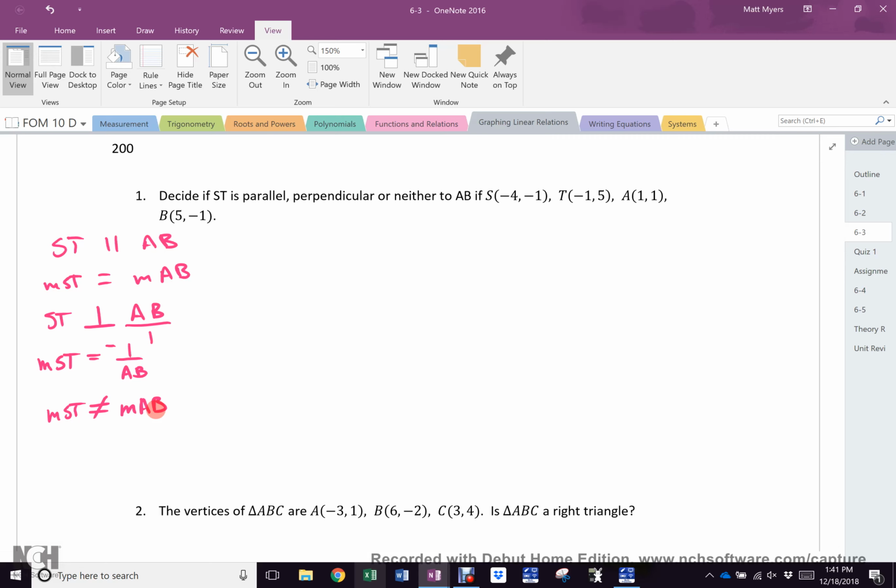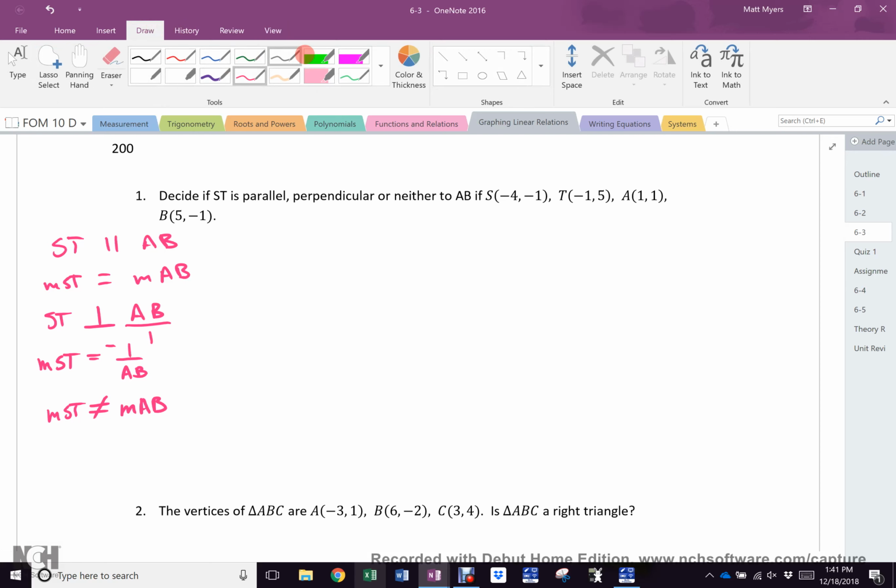What was your slope for ST? 6 over 3. No. Negative 4 minus 1, Joseph. Negative 3. Negative 6 over negative 3 is positive 2. No matter what way you labeled, you will get 2. Is everybody good? So now what must I find?